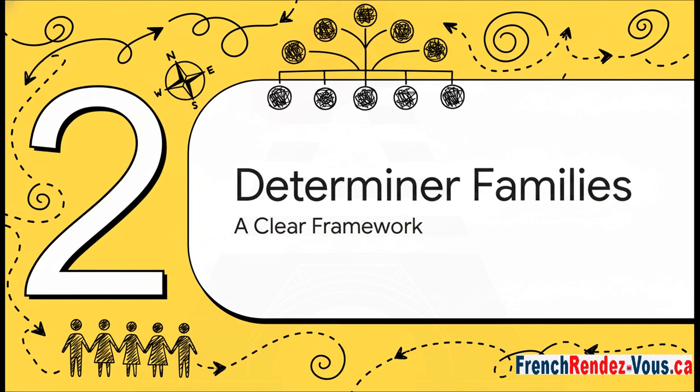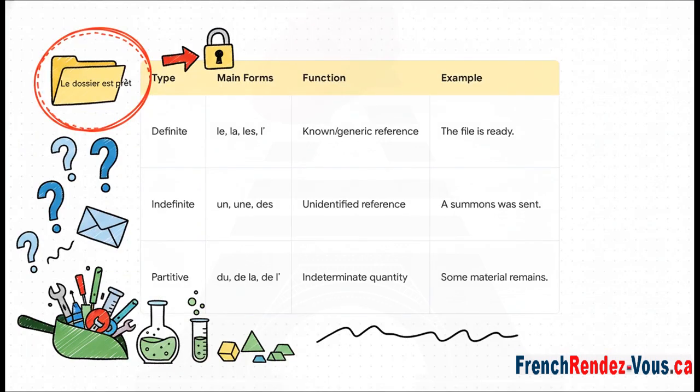It's easy to think of determiners as a bunch of random, tiny words, but that's not the right way to see them. It's better to think of them as one big family with several different branches. And once you get to know the branches, the whole system just clicks. So right now, we're going to create a clear mental map for you, so you can organize all this information perfectly.